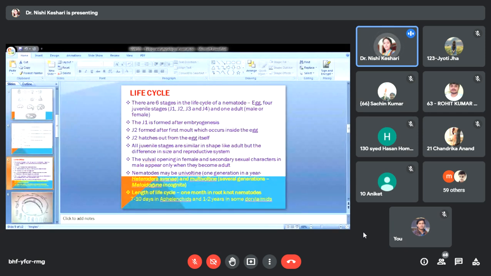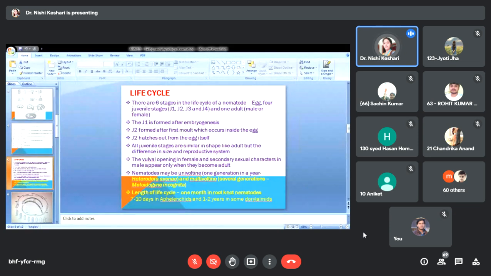Then length of the life cycle, how many days or how many months or years they will take to develop from egg to adult. In case of root knot nematode, the Meloidogyne incognita or Meloidogyne species, it will take almost 1 month. If the normal temperature and moisture is there, then in optimum conditions, it will take 1 month. But if the temperature becomes very low, like in winter season, they will take more than 1 month, almost 2 months. Okay, so that's why you are not getting much population in winter months.